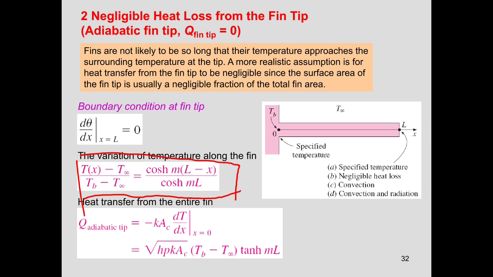So that means Q = √(hP k Ac) (Tb − T∞) multiplied by tanh(mL). So this is for the negligible heat loss from the fin tip.